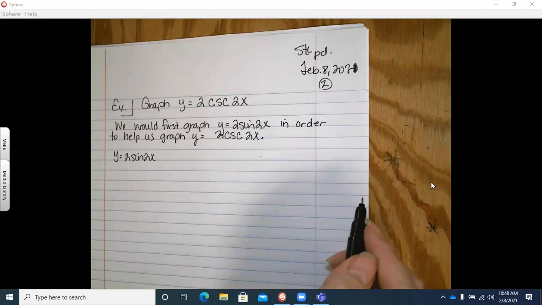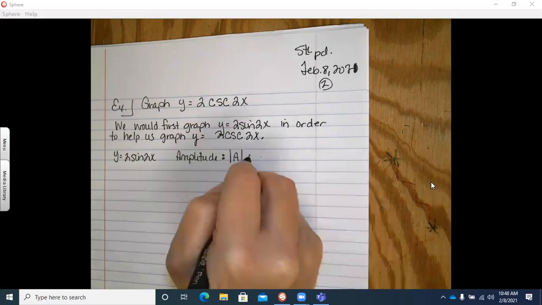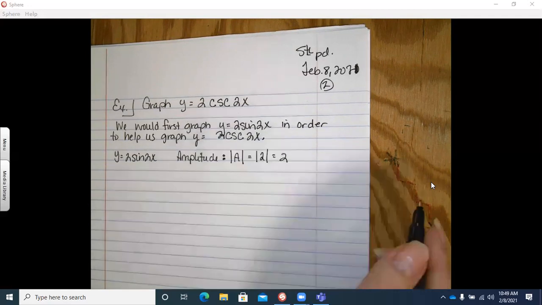Is our period going to be 2 pi? No, because our coefficient of x is a number other than 1, right? So remember, to find the period, you do 2 pi divided by b. Remember, b is the coefficient of x. So in this case, the coefficient of x is 2. So we would do 2 pi divided by 2, and our period is just pi.